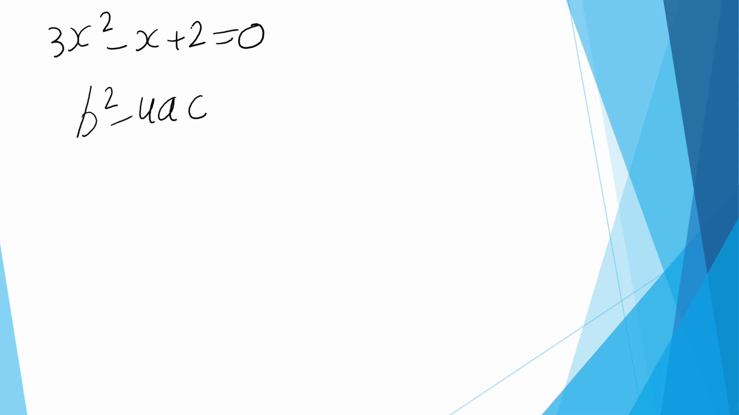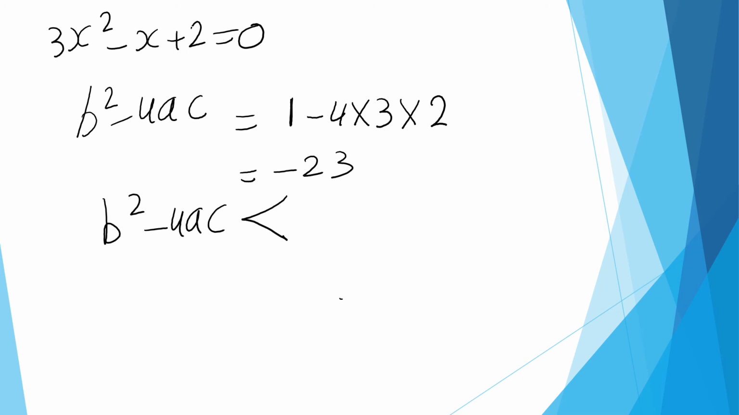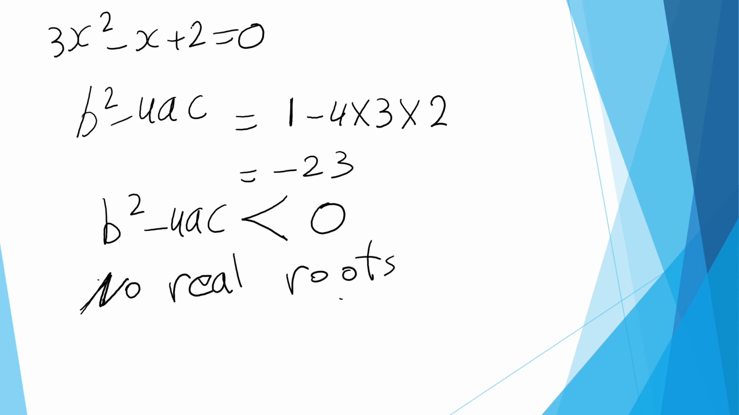So find the nature of the roots. You've got 3x squared minus x plus 2 equals 0. You don't need to find the roots, you only need to find the nature of the roots. So you will say b squared minus 4ac. Find the value of that. So you've got 1 minus 4 times 3 times 2, so it's a negative value, negative 23. So b squared minus 4ac is less than 0. So no real roots. That's achieved.